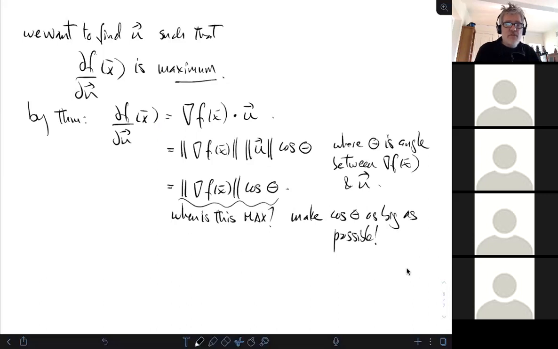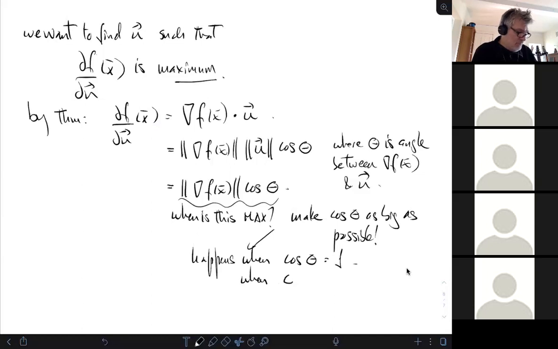What's the maximum value you can get for the cosine? It's 1, right? So this happens when cos theta is 1. Okay, when is the cosine of theta 1? That means theta is 0. So what does that mean? It means that the vector u and the gradient at that point, their angle should be 0. In other words, they should be pointing in the same direction. u is in the same direction as gradient of f.